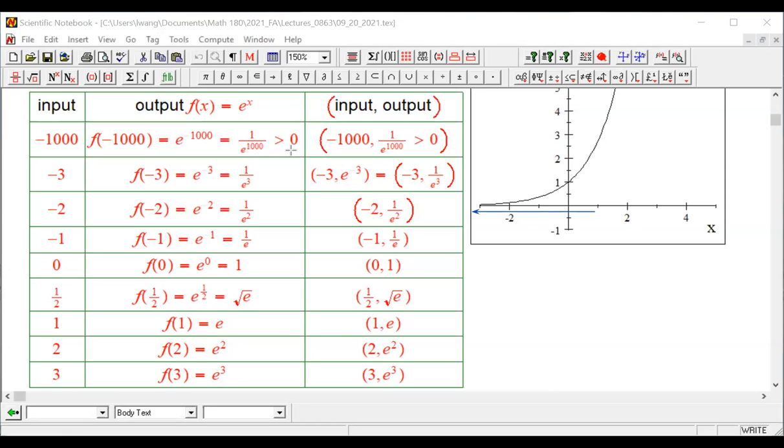Is everybody with me? Yes. So that's what we're talking about. Okay, so if I have an input of negative a million, what happened to the output? The output would be 1/e^1,000,000, and that number will be closer yet to 0. Larger than the 0 still, but closer to 0 yet.